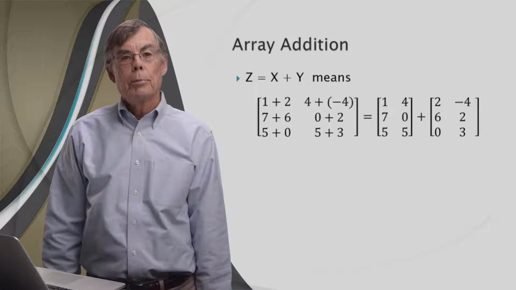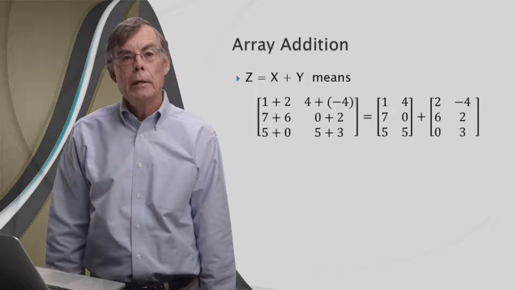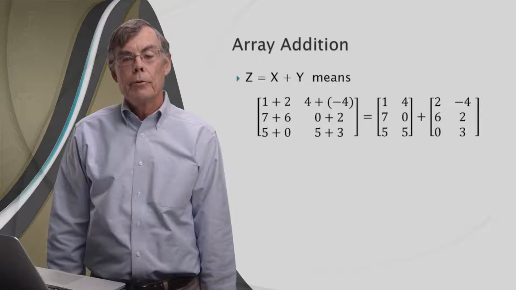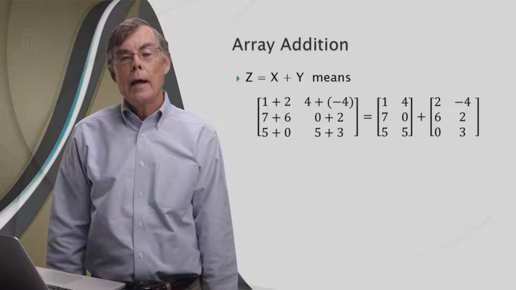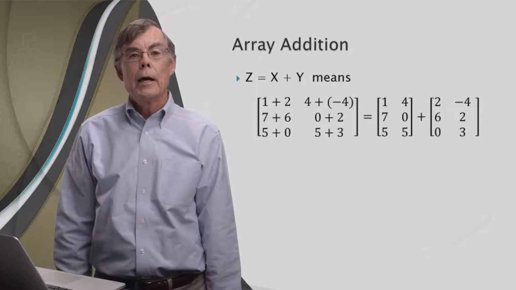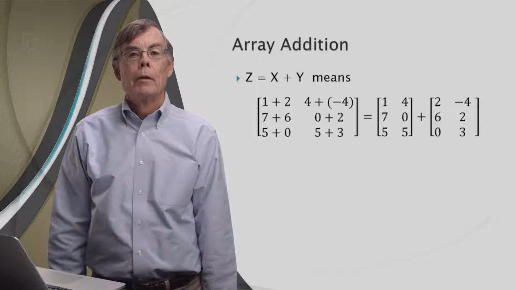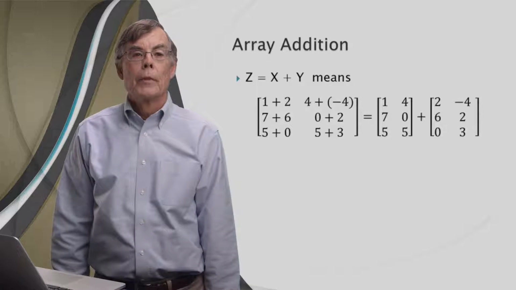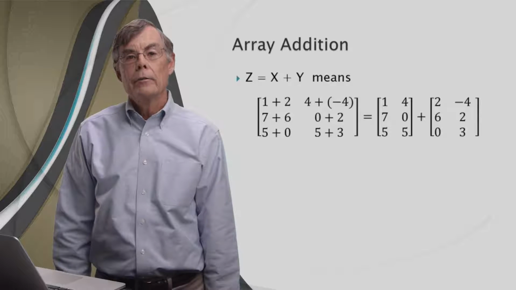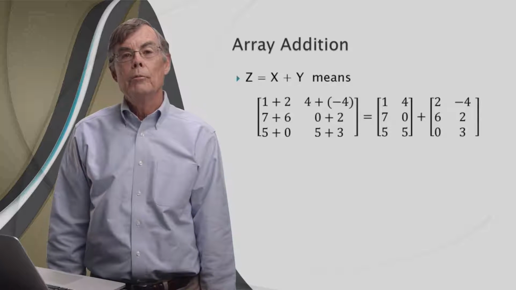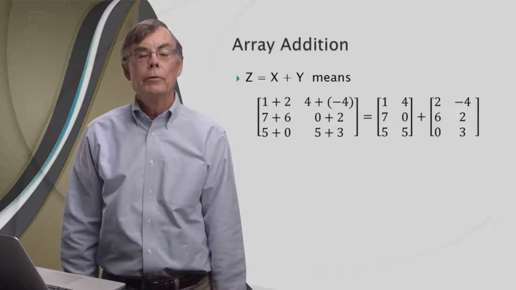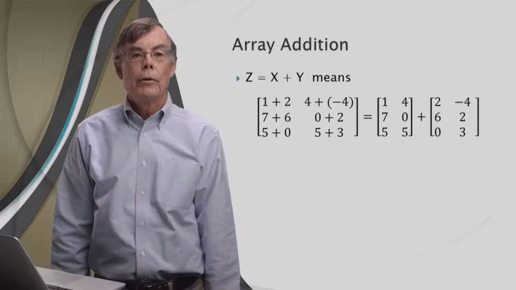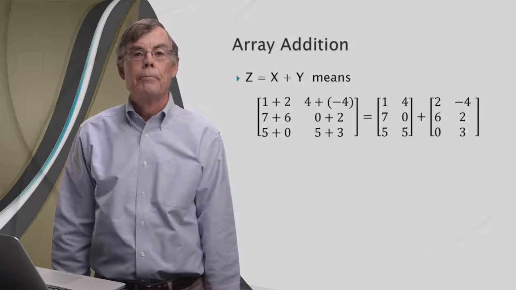Well, here's what z equals x plus y means. On the right side, we see the two matrices, x and y, added together. And on the left side, we see what happens. Let's look at the first element on the first row. The first element on the first row of x and y is 1 and 2. We add those together, 1 plus 2. That's what we put at the first element on the first row of z.